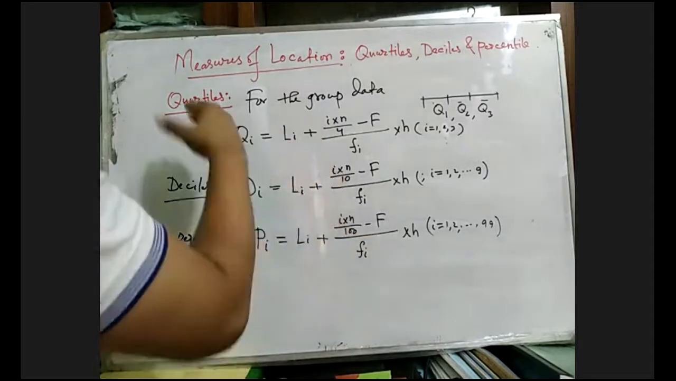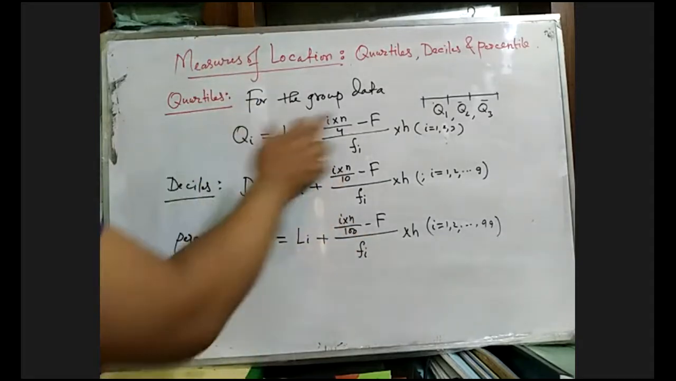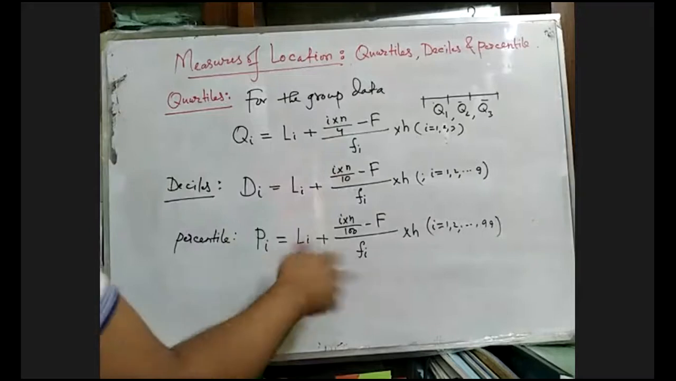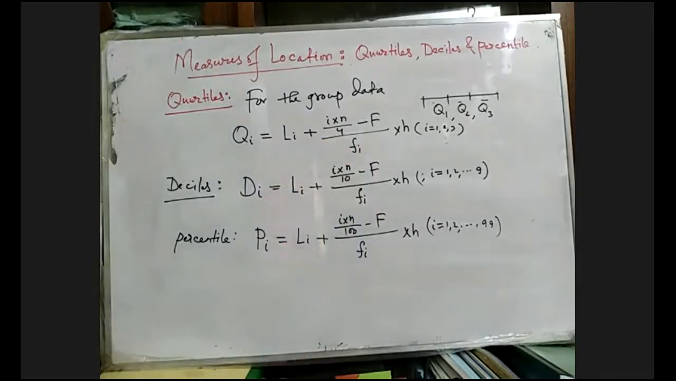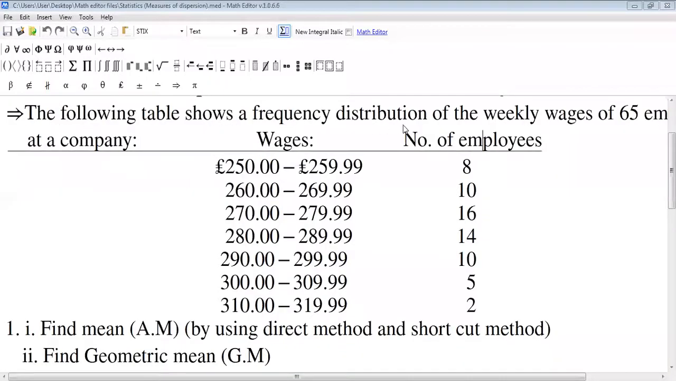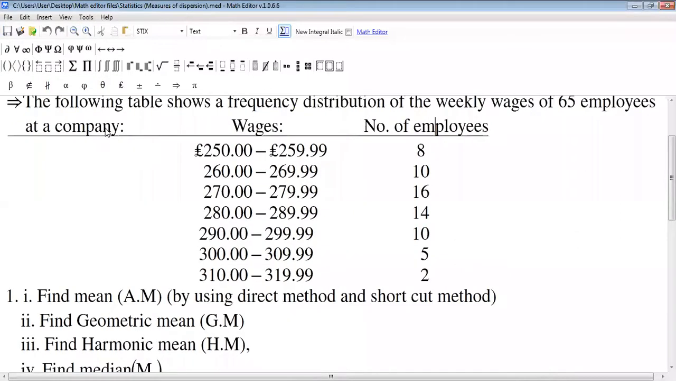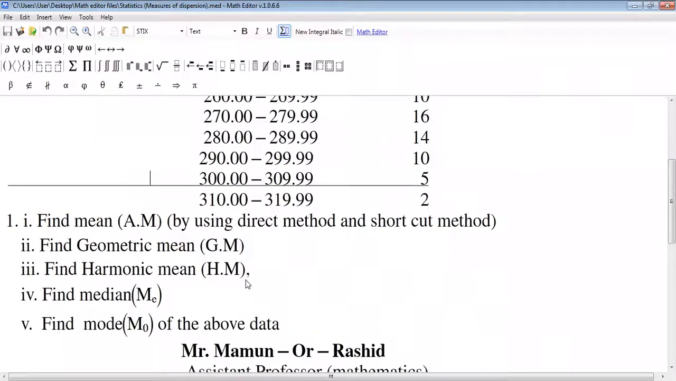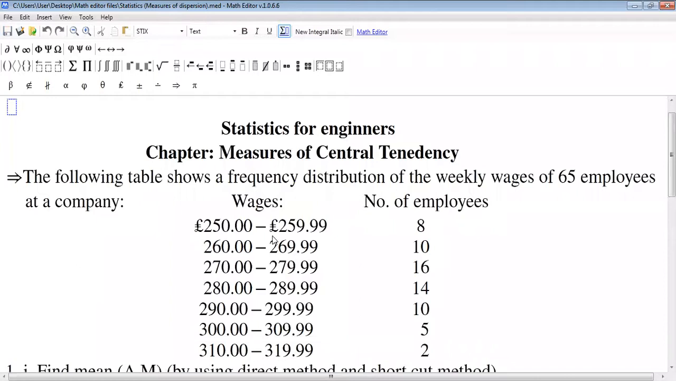So using this formula, we can find different types of quartile. That means 3 types of quartile, 9 types of decile, and 99 types of percentile, just using this formula. The following table shows a frequency distribution of the weekly wages of 65 employees at a company, the wages and number of employees. We found this in our previous lecture. Now we'll try to find the other part.